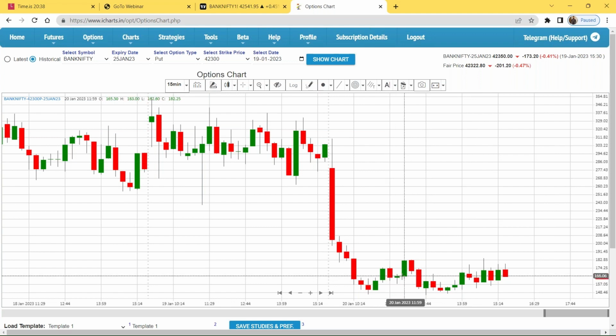This is the 11:45 candle. So you can see the high of this candle is 168. So you will place your buying orders at, again, rounding off to 1 rupee, at 169. Right? So you will be placing your orders at 169 at this level.